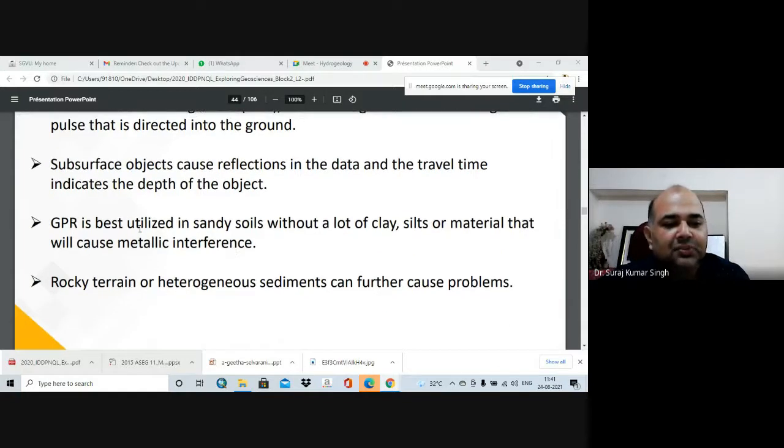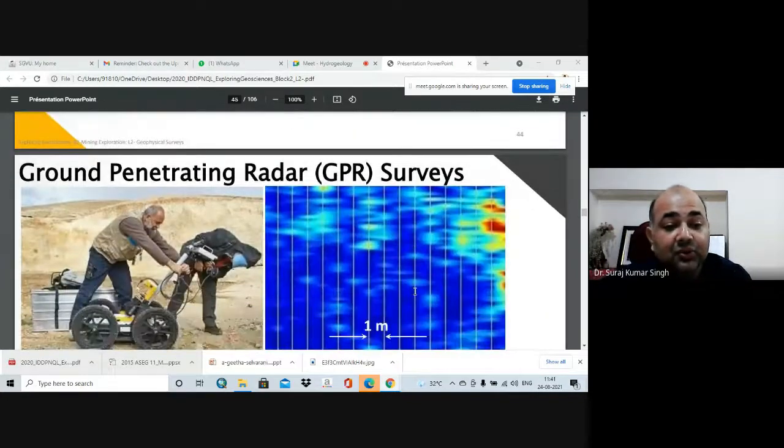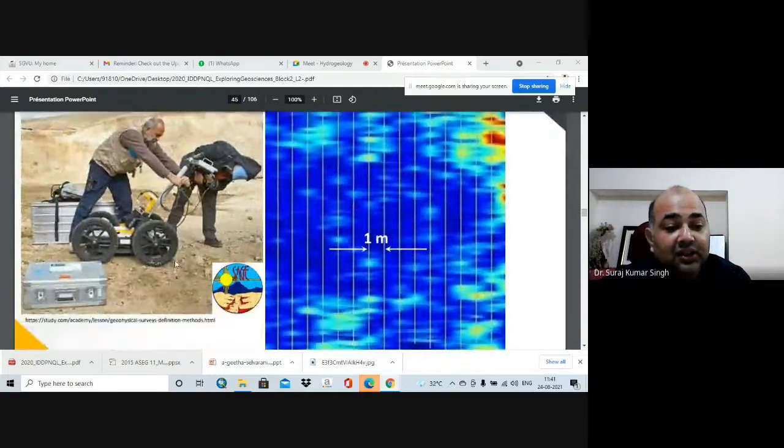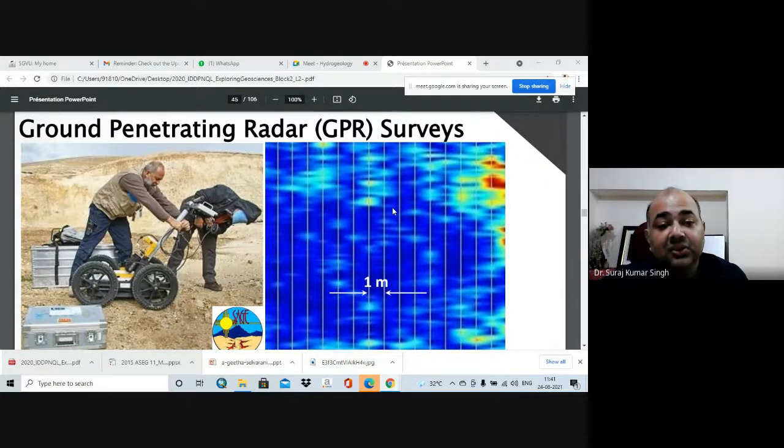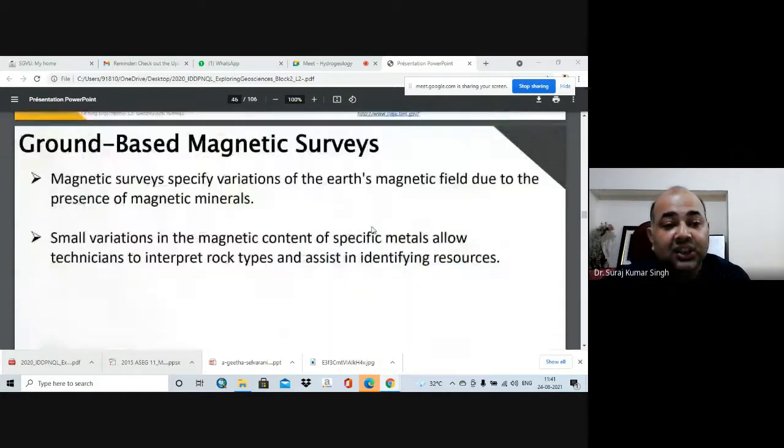GPR is best utilized in sandy soils without a lot of clay, silts, or material that can cause metallic interference. Rock terrains or heterogeneous sediments can further create a problem. So this is a GPR. You can see the various radiations, electromagnetic properties, being sent into the ground, and finally you will be seeing such kinds of images or graphics created using that method.